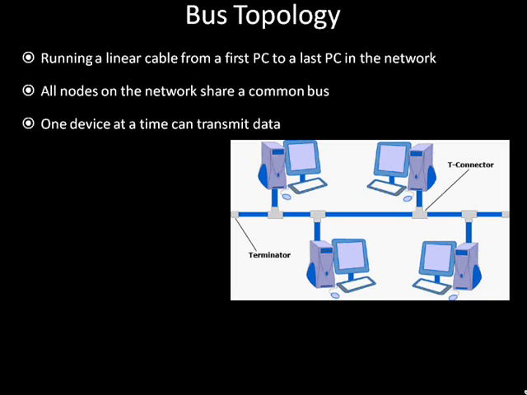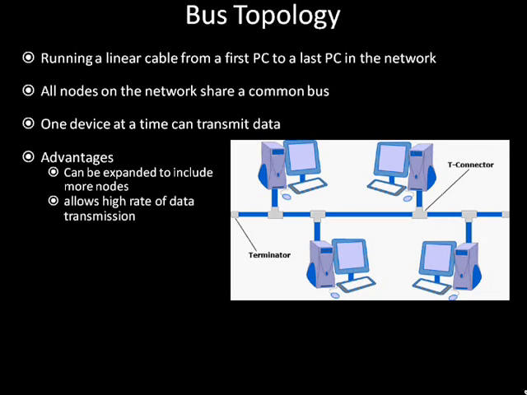Advantages of the bus topology. It can easily be expanded to include more nodes by just extending the two endpoints of the main bus. It allows high rate of data transmission compared to other topologies. It is simple to install. It is relatively inexpensive and uses less cable than other topologies.